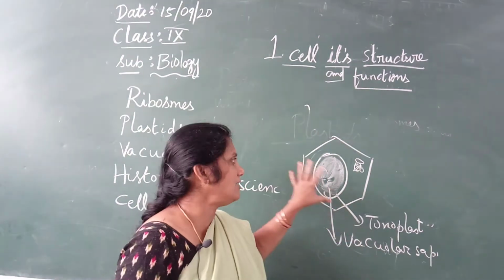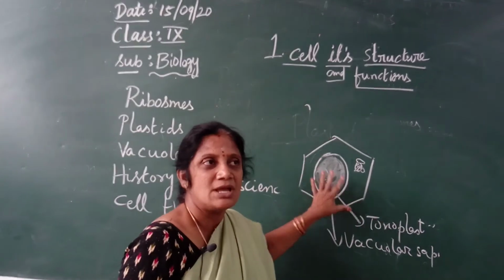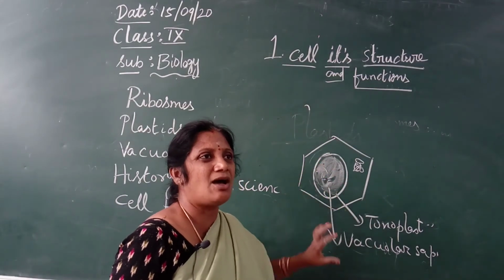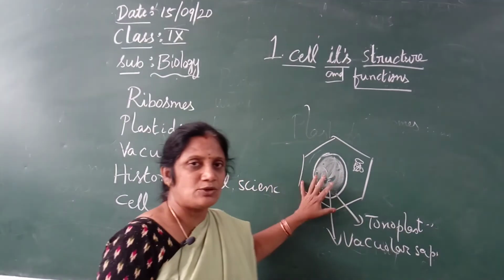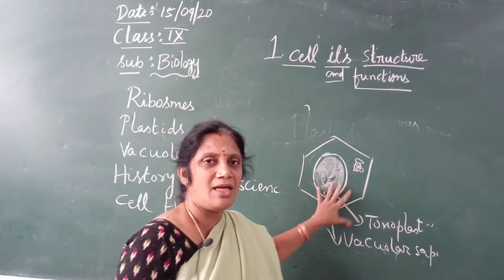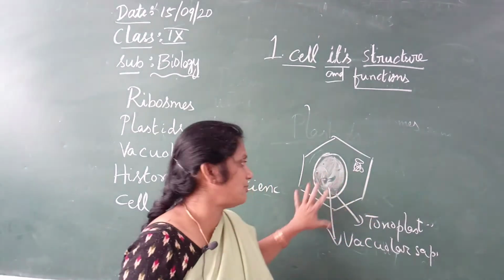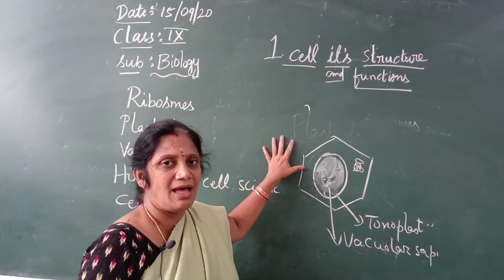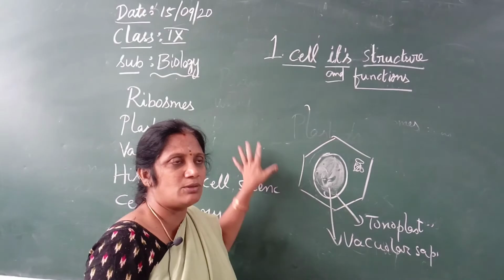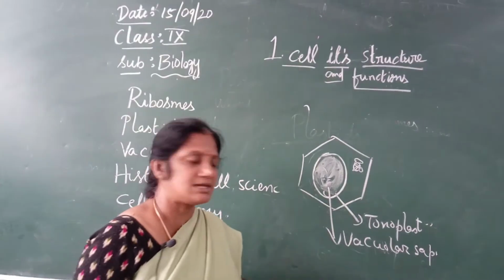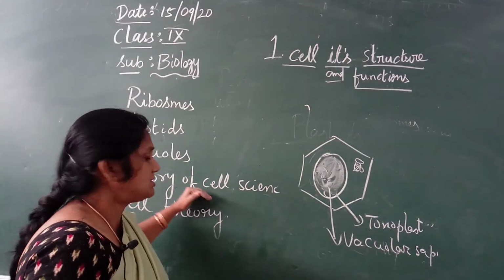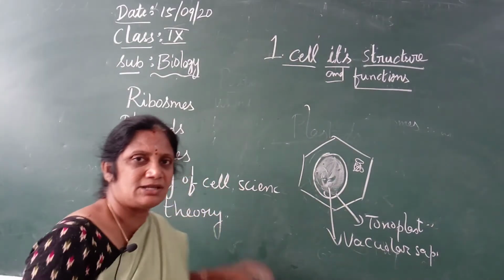And what is another main function of the vacuole? The vacuole sends waste materials out of the plant cell. So this is about the different parts of the cell. We have already discussed all the cell organelles in these three sessions. Now we will discuss the cell size. What is cell size?